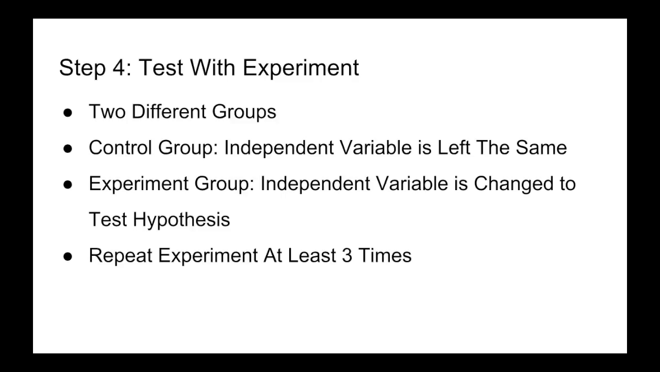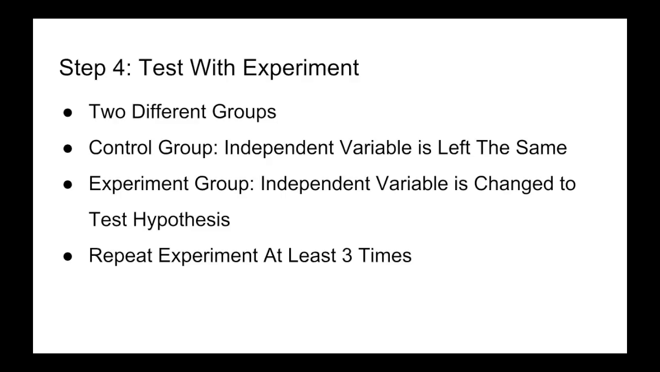So now we will be moving on to the experimental phase. For the experiment, we want 2 different groups. The first group is the control group, where we leave the independent variable the same. The next group is the experiment group, where we change the independent variable to test our hypothesis. For example, if our hypothesis is the effect of pesticides in the growth of broccoli, the control group will just be regular growing broccoli, and the experiment group will be broccoli treated with pesticides.